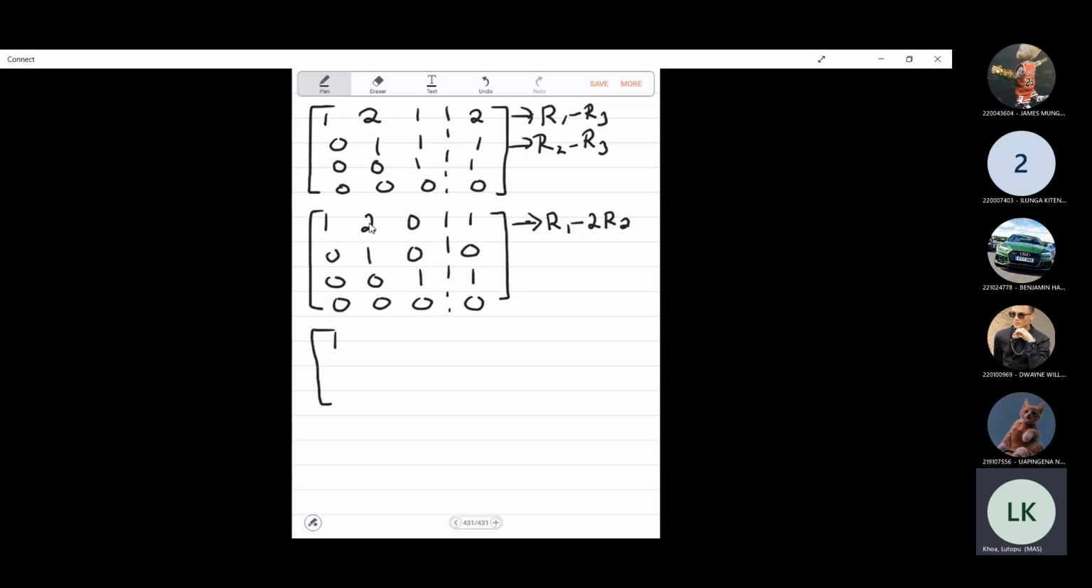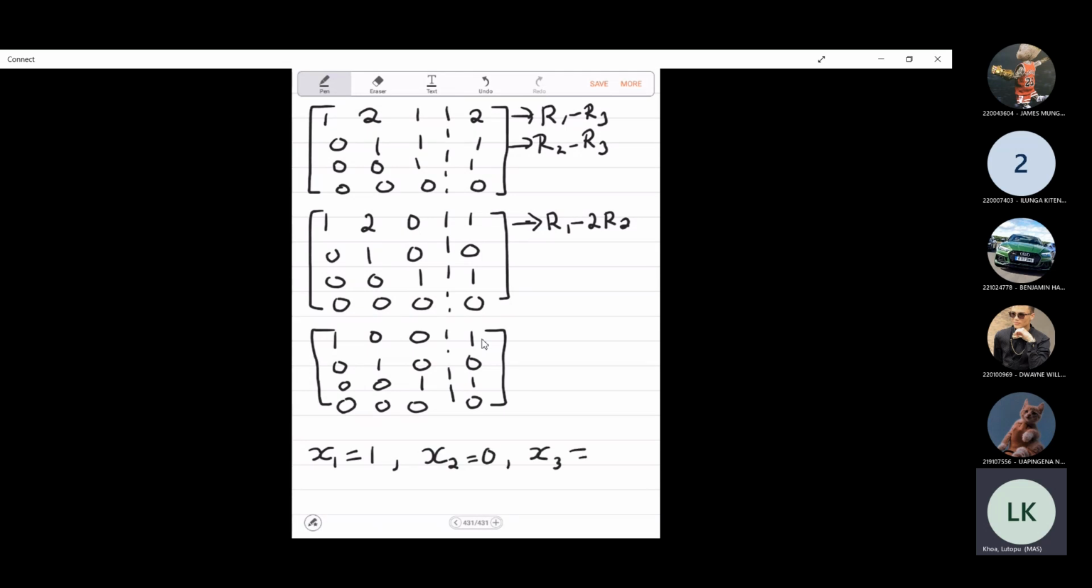So this is 1, 0, 0, 1, 0, 1, 0, 0, 0, 0, 1, 1, and 0, 0, 0, 0. And then from here we can tell what our x1, x2, and x3 are. So here, this means x1, because we have x1 plus 0 is equal to 1. So this means x1 is equal to 1, x2 is equal to 0, and then x3 is equal to 1.